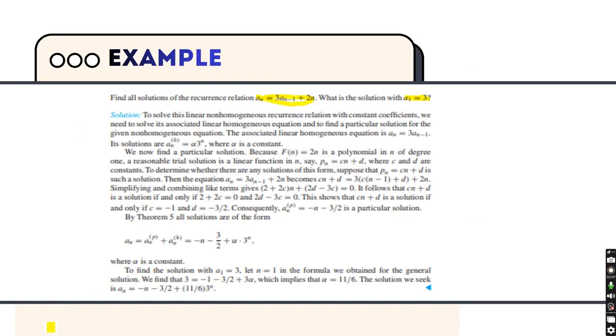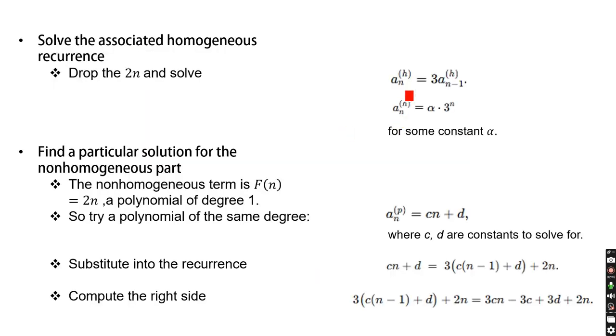So, we drop the 2n. The first thing to solve is 3a_(n-1). The formula we will use is a_n^(h) is equal to 3a_(n-1), and then a_n^(h) is equal to A times 3^n for some constant A. And then, we will find the particular solution for the non-homogeneous part.